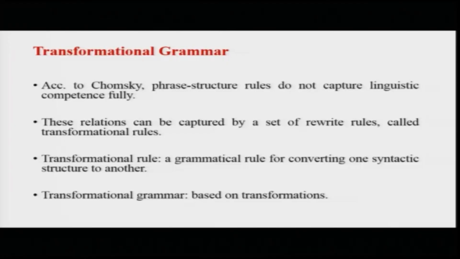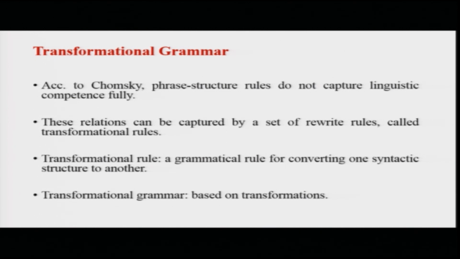So let us look at two kinds of grammars that have been proposed, and at some point see if they are following these aspects of adequacy or not. Chomsky specified this grammar referred to as the transformational grammar, and he basically said that the phrase structure rules that we were talking about earlier do not completely capture linguistic competence. They do not completely capture what is known about language by the language's users. So he said this set of relationships between these constituents that is known to people can be captured by a set of rewrite rules, and he called these rewrite rules transformational rules.